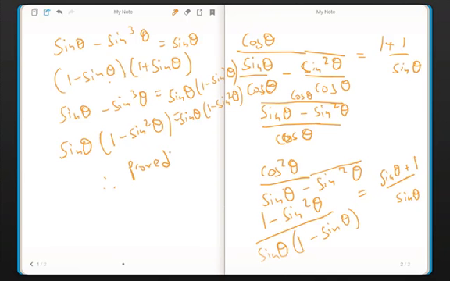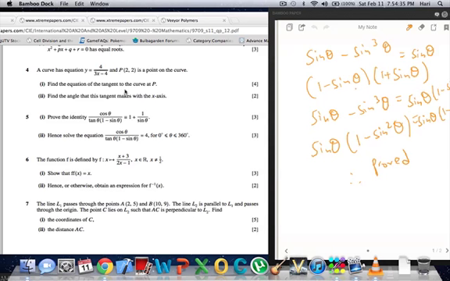Now if you don't understand this, please email me or ask me any questions you have. We'll go on to the next problem. Let's see the next problem.